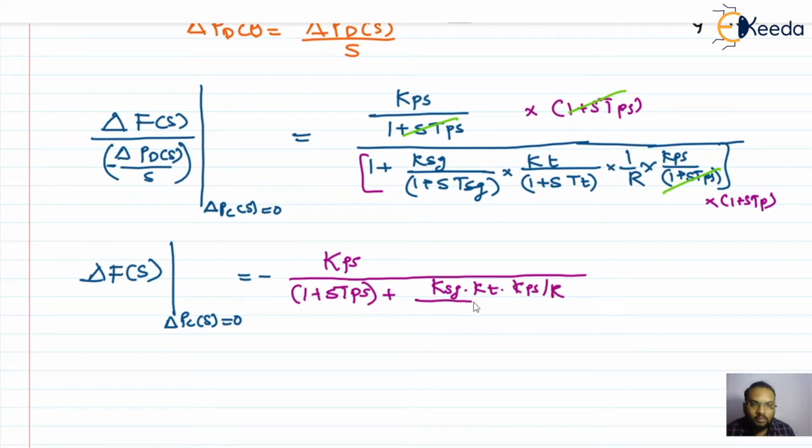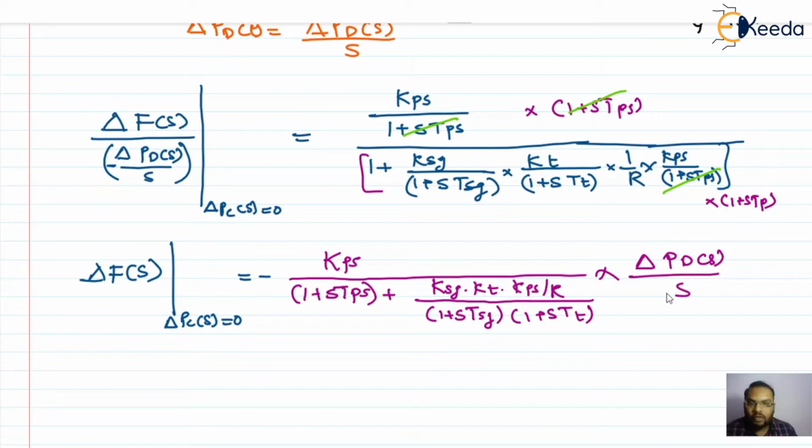I'm writing this way, divided by these two terms, 1 plus sTsg and 1 plus sTt. And of course we are shifting that term on that side, so we'll get here delta Pd of s upon s.